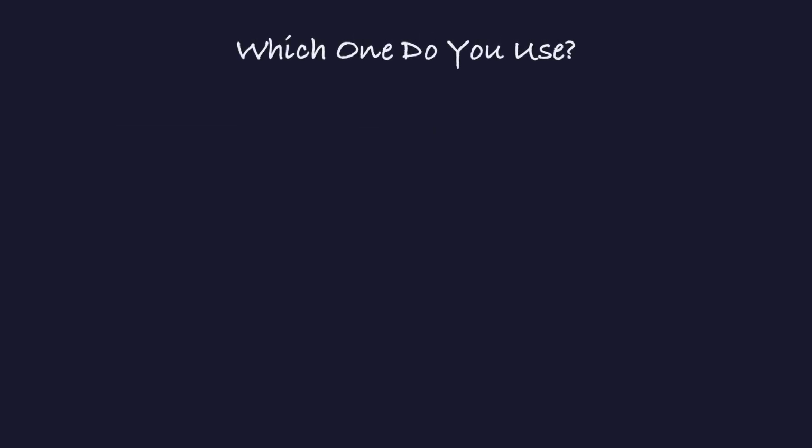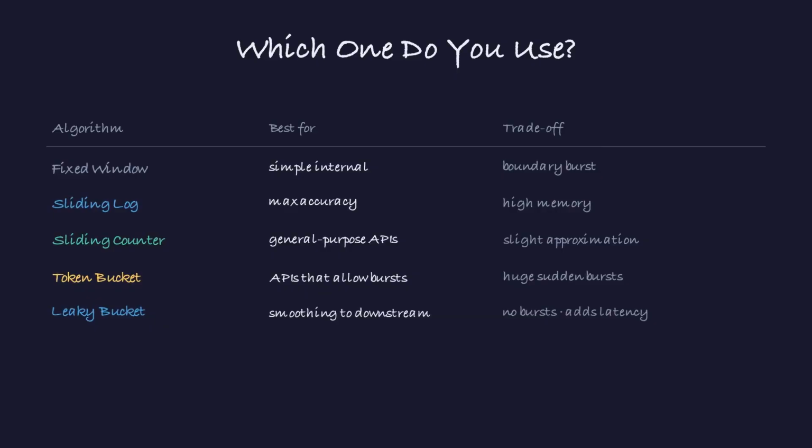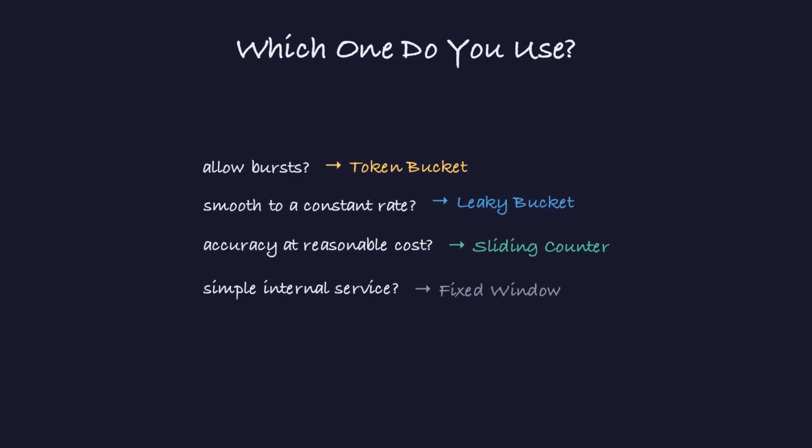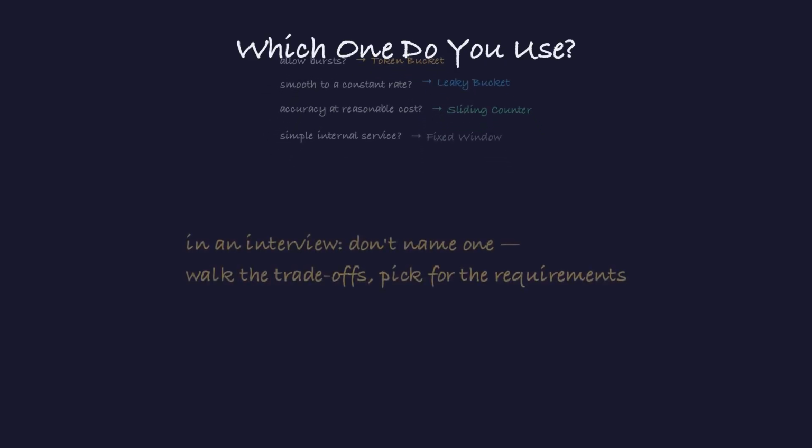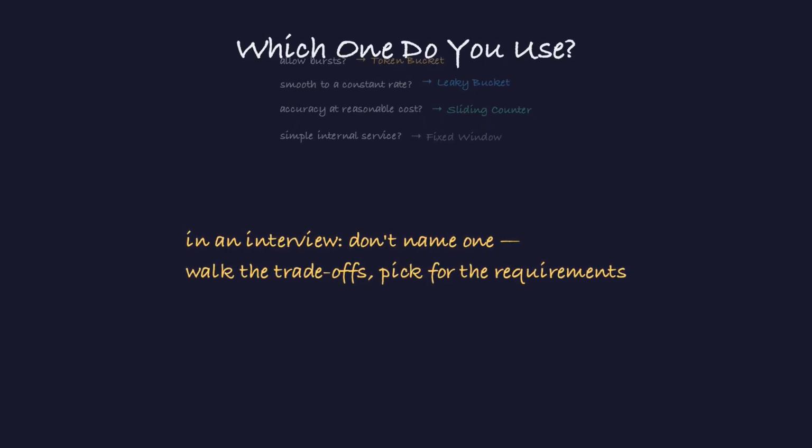So which one do you use? There's no single best algorithm. Each encodes a different model of time, fairness, and burst tolerance. The logic: need to allow bursts, token bucket. Need to smooth traffic to a constant rate, leaky bucket. Need accuracy at a reasonable cost, sliding window counter. Simple internal service, fixed window is fine. In an interview, the strongest answer isn't naming one algorithm. It's walking through the trade-offs and picking based on the specific requirements you're given.